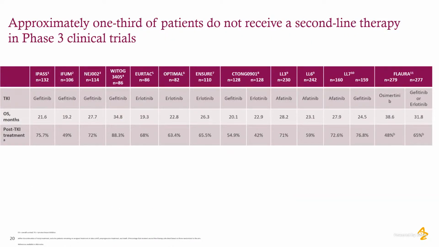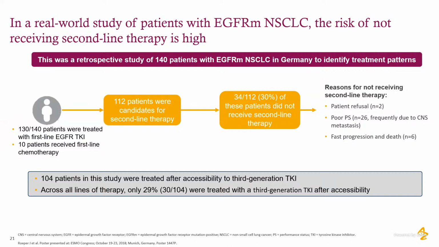So approximately 1/3 of patients do not receive a second-line therapy in phase 3 clinical trials. These are various trials. If you see overall survival, gefitinib 21 months, gefitinib 19 months post-TKI treatment, and 75%. Then erlotinib 19.3 months. Osimertinib, it has gone to 38.6 months in the FLAURA trial. Next slide.